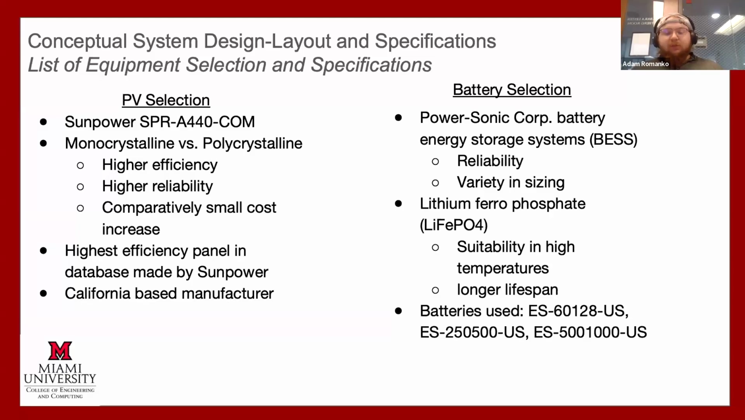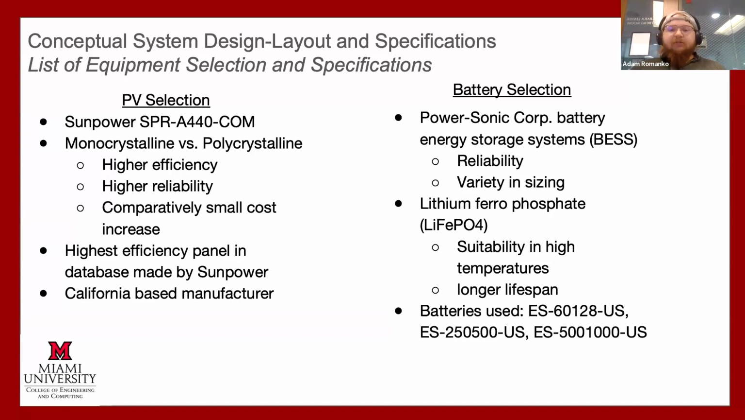Now for our equipment selection, first we have the panel we selected. We selected a SunPower panel. They are a California-based manufacturer. We decided to use one of their monocrystalline panels because of their high efficiency and reliability compared to polycrystalline. They're also cheaper than the newer panel types that are coming out, which would allow for better cost savings when it came to the financial side.